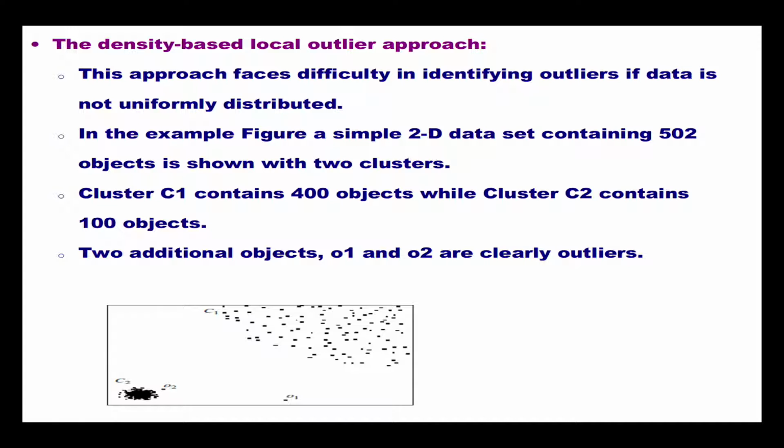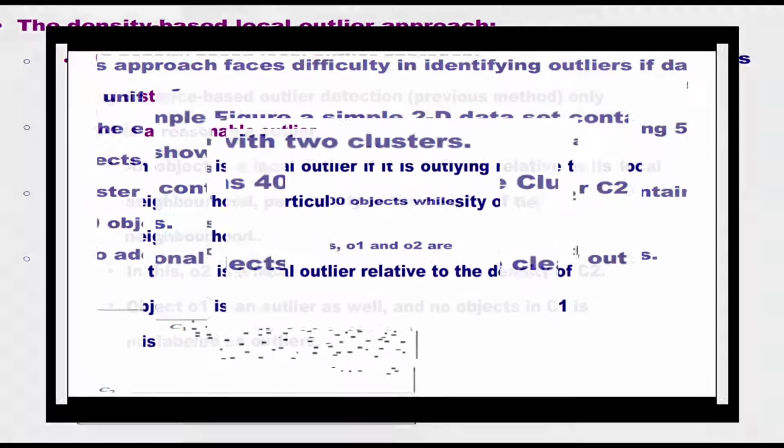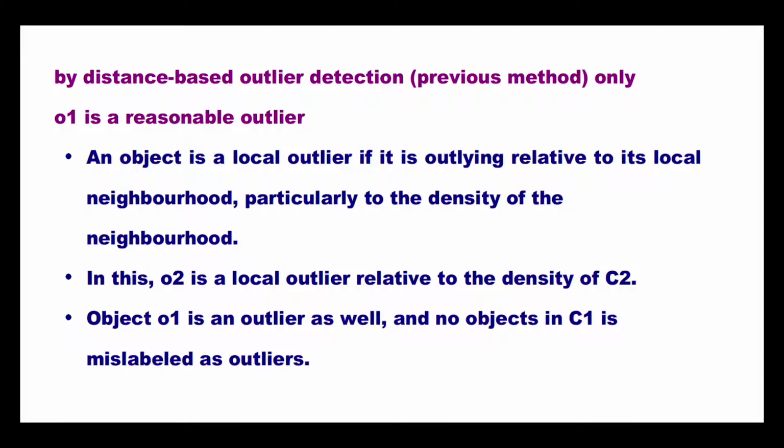Two additional objects, O1 and O2, are clearly outliers as given in the figure. However, by the distance-based method which was previously discussed, only O1 is a reasonable outlier. An object is a local outlier if it is outlying relative to its local neighborhood, particularly to the density of the neighborhood. In this case, O2 is a local outlier relative to the density of C2. Object O1 is an outlier as well, and no object in C1 is mislabeled as an outlier.